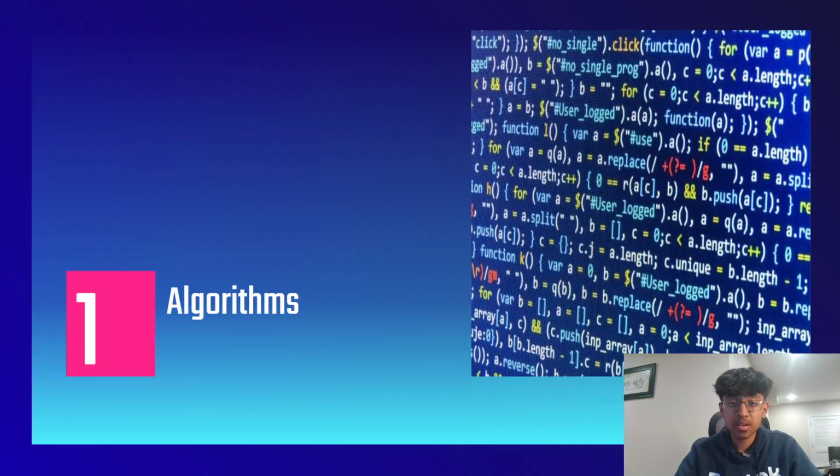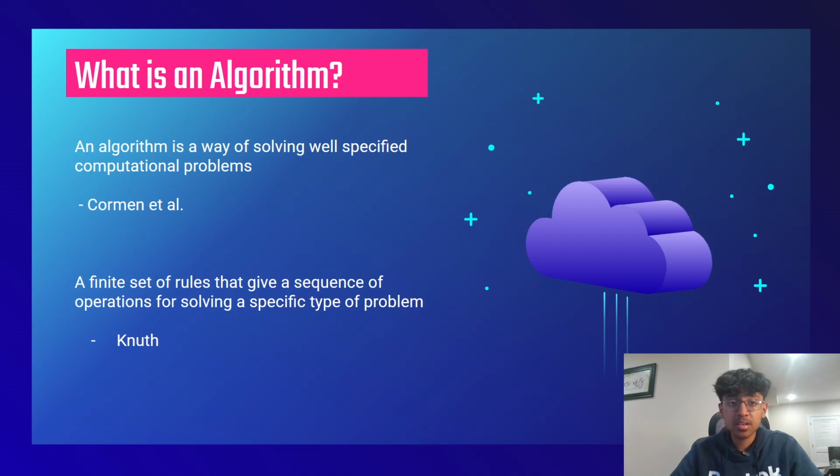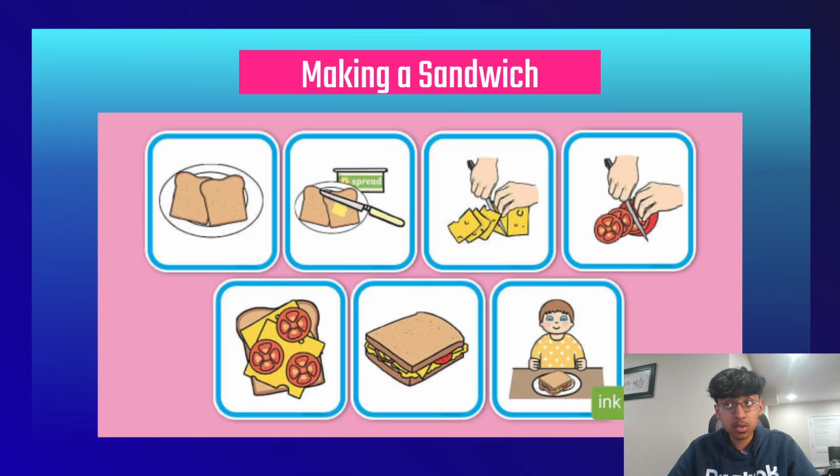So, to start off, let's talk about algorithms. What is an algorithm? An algorithm is a way of solving a well specified computational problem. Furthermore, it is a finite set of rules that give a sequence of operations for solving a specific type of problem. So, let's look at the example of making a sandwich.